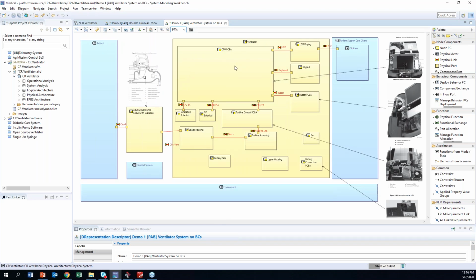There's the ventilator. It has a couple of PCBAs, printed circuit board assemblies. There's one for the main CPU, the LCD keyboard. There's a buzzer. There's actually a turbine control board. There's a turbine assembly. This is very high level. These are the items that would basically make up the system. At this point, we want to start mapping these items to behaviors and functions they have to have. In this view, I just have a simple view of what the parts are.